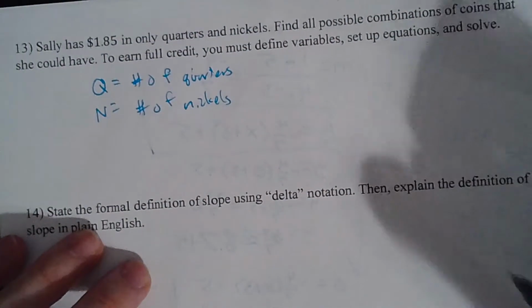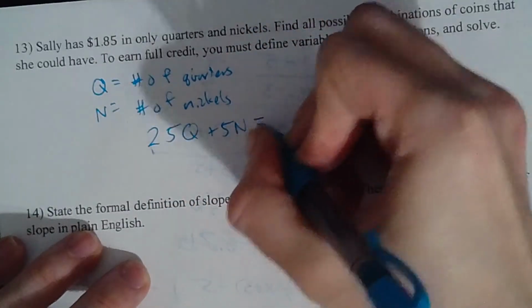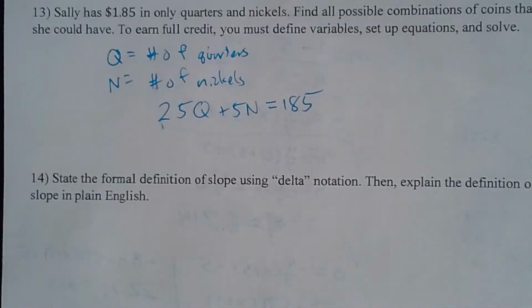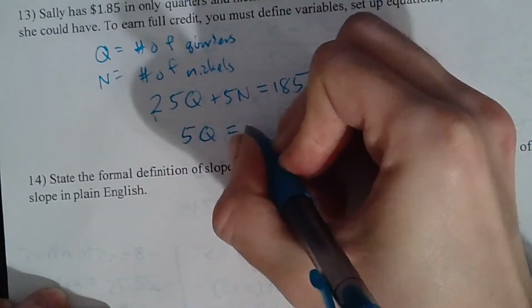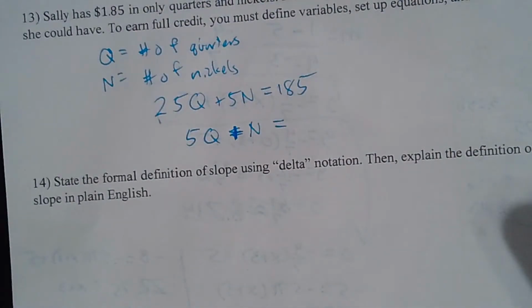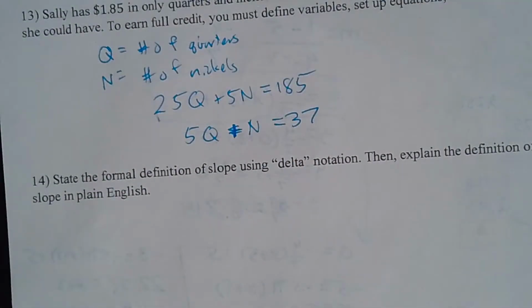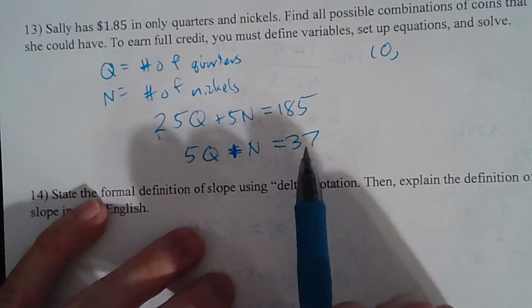And my equation now has to be 25 times the quarters plus 5 times the nickels is $1.85. You can make your life a lot easier. This is not a requirement, but you make your life easier if you divide everything by 5. 5q plus n equals, and 185 divided by 5 is 37. So starting off, if I had 0 quarters, I would have to have 37 nickels.